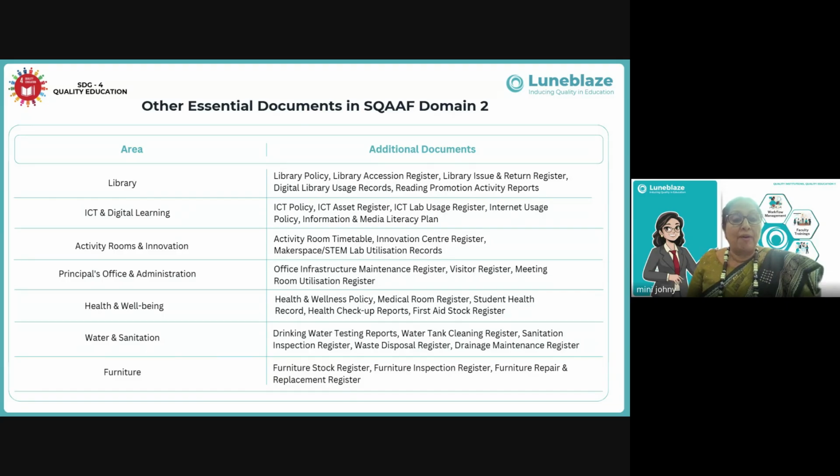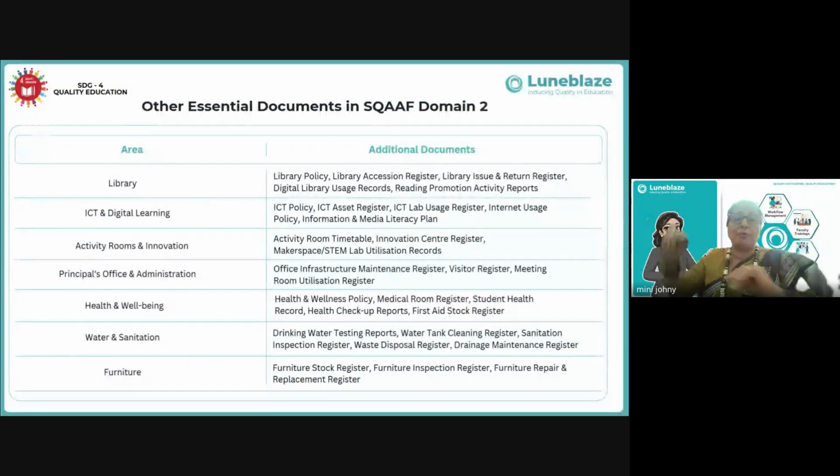Why should we have activity rooms and an innovation area? The activity room timetable should be pasted over there. Where is our innovation center? Is there a register kept there? In our robotics lab, CBSE has introduced AI. See, what work is happening there every day? Are we having a register for that?